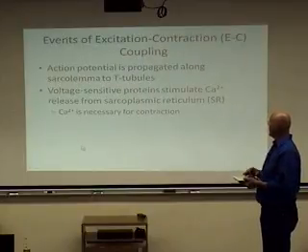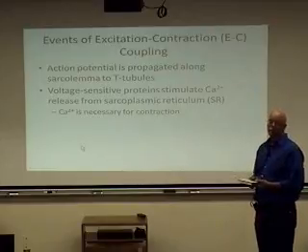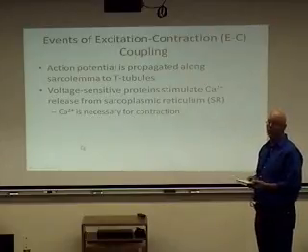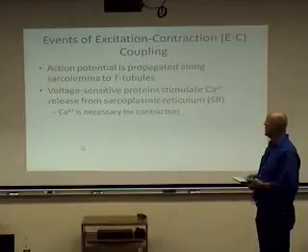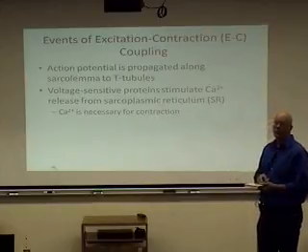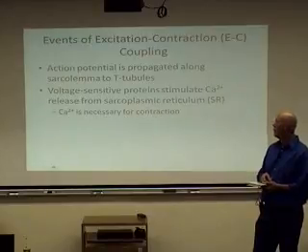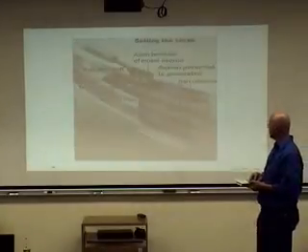Notice a couple of key things. The action potential, that electrical impulse, is going to be propagated. It's going to move along the sarcolemma, the membrane of the muscle cell, down the T-tubules. As it moves down the T-tubules, it will stimulate the release of calcium from the sarcoplasmic reticulum. And then calcium will interact with the regulatory proteins troponin and tropomyosin on the thin filaments to ultimately cause contraction.